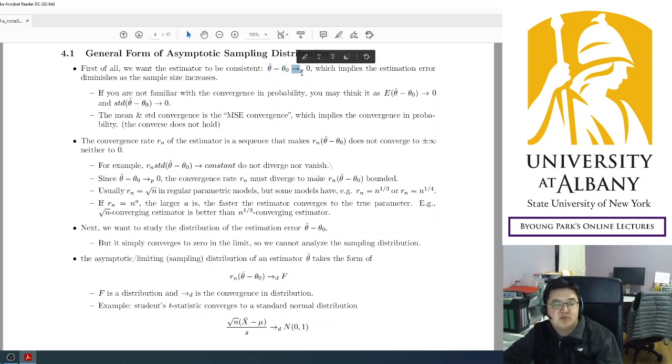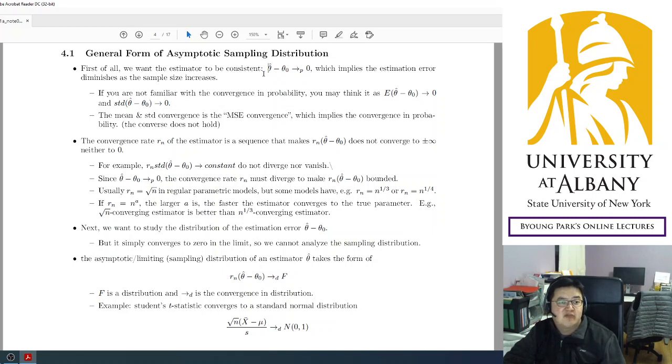The arrow with subscript p is convergence in probability. Simply speaking, in casual words, you can read it as: the estimation error converges to zero as the sample size increases in the limit, right? That's the easiest interpretation. And I hope you understand what convergence in probability means and how it is defined. I believe you learned them in Econometrics 1, or we are going to, I hope so.